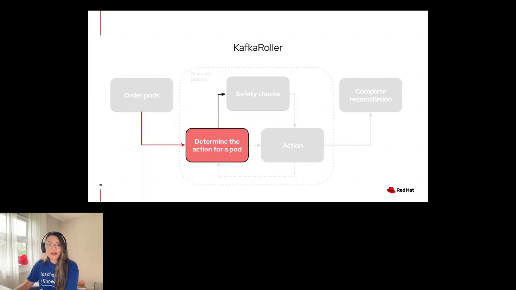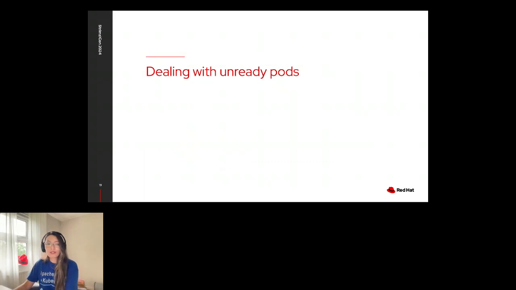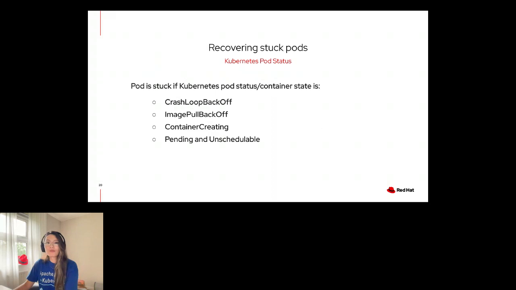Okay, so let's take a look at how we determine the action for a pod. As I said earlier, we always deal with the unready pods first to recover any of the unhealthy pods. There are various different scenarios why pods might be unready, so we'll look at those different scenarios and see what kind of decision KafkaRoller makes. First, KafkaRoller checks if the pod has been in an unresolvable state for some time. This is indicated by one of these Kubernetes pod statuses or container states. If the pod is in any of these states, it considers it to be stuck.